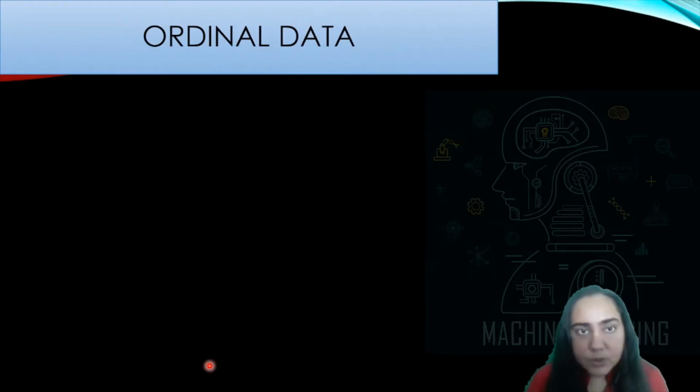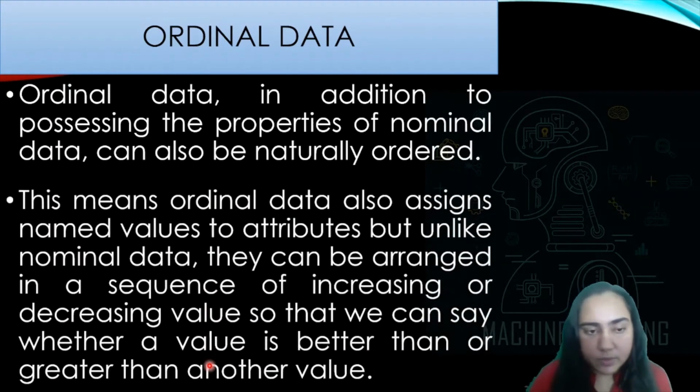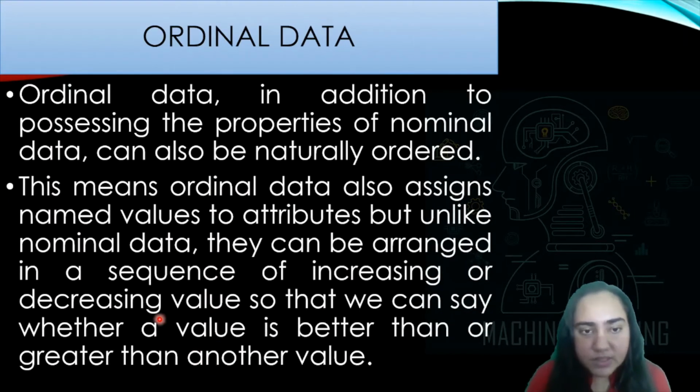Let's talk about ordinal data. So in ordinal data, in addition to possessing all the properties of nominal data, you can also order them. That's why they are called ordinal. Okay. So this means it assigns named values to attributes, but unlike nominal data, you can arrange these in a sequence of increasing or decreasing values. Okay, so you could say that one value is better than another value. So that is ordinal data.